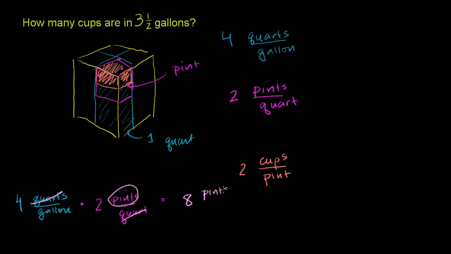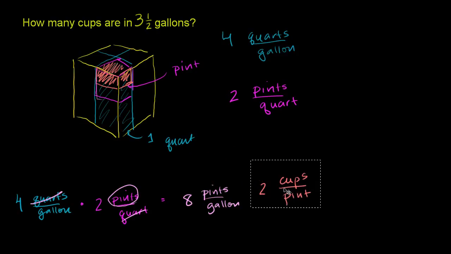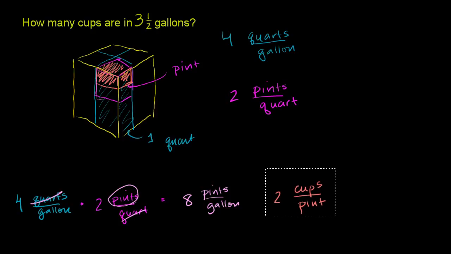8 pints per gallon. That makes complete sense, because we had 4 quarts in this gallon, and each of those quarts has 2 pints in it. So 4 times 2, 8 pints per gallon. And then we can multiply that times 2 cups per pint. Actually, I could just copy and paste this right here. So edit, cut, edit, paste. There you go. Now you multiply this times 2 cups per pint.